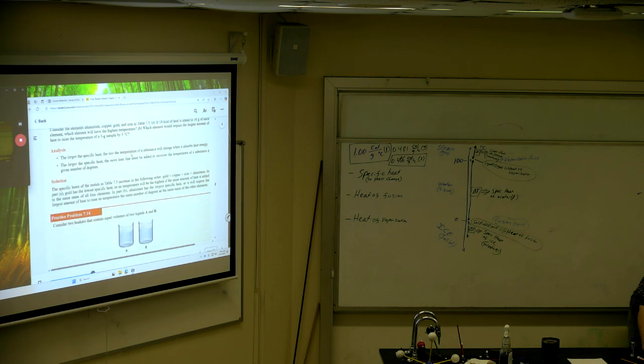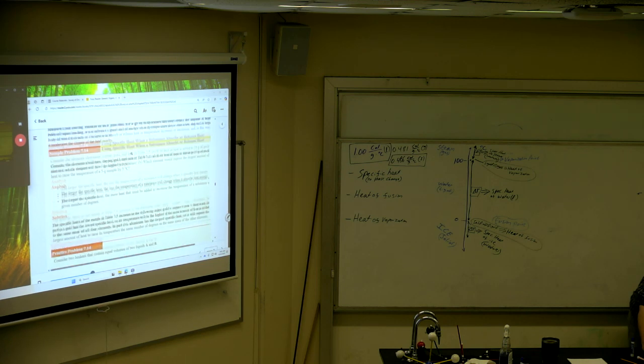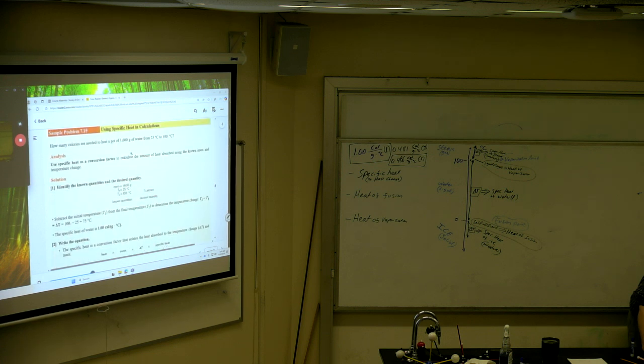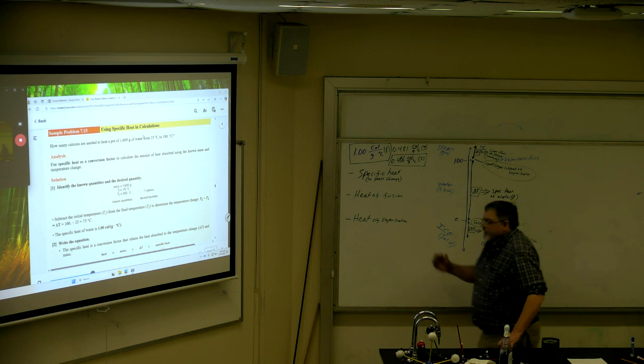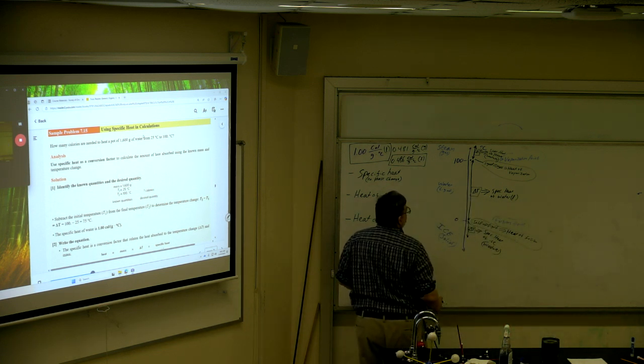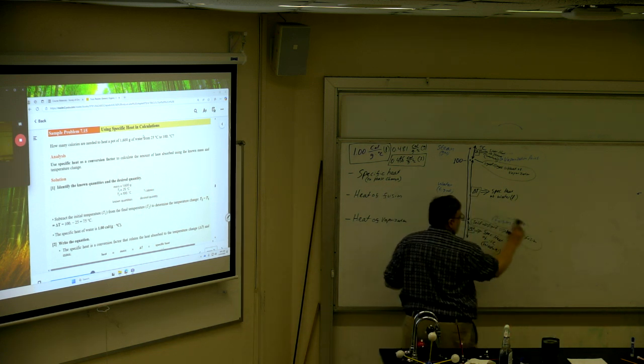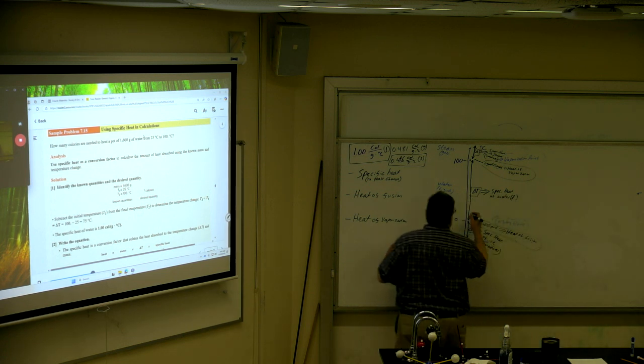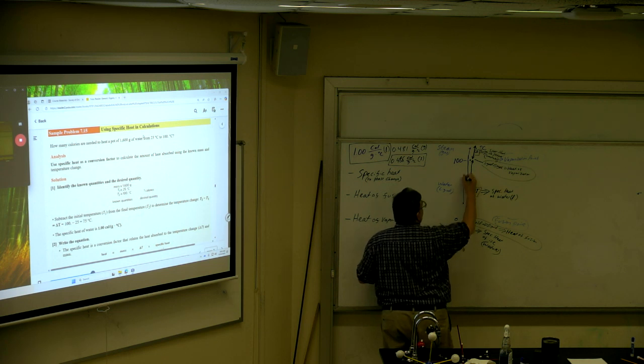Let me find some. Okay, how many calories are needed? This is sample problem 7.15. If you've got 1,600 grams of water and you take it from 25 degrees to 100 degrees, we can calculate that, but I'm just going to erase this. I'll try working over here. So 25 degrees to 100 degrees is going to be something about here.